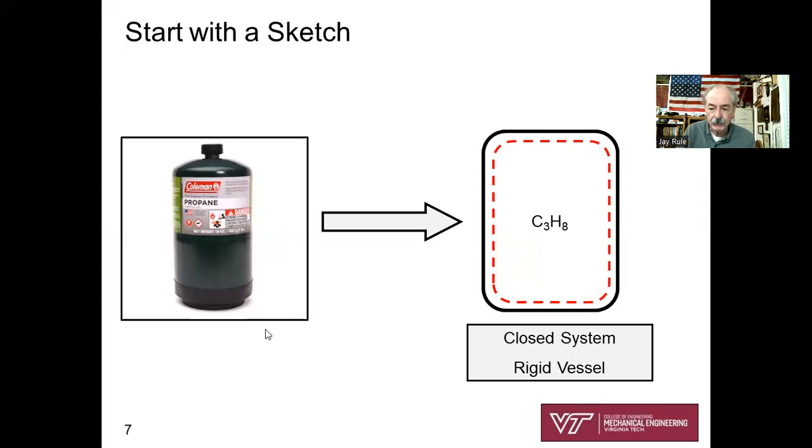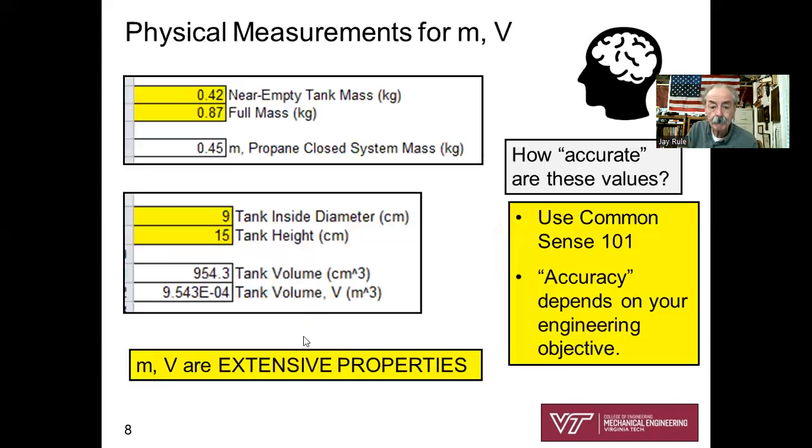Sort of, in the real world, right? Some people say, well, if you charge this up to 10,000 pounds per square inch, the tank would expand some. Well, 10,000 pounds per square inch would bust the tank, but you get the idea. Rigid vessel, closed system. All right, so we're going to do the math now.